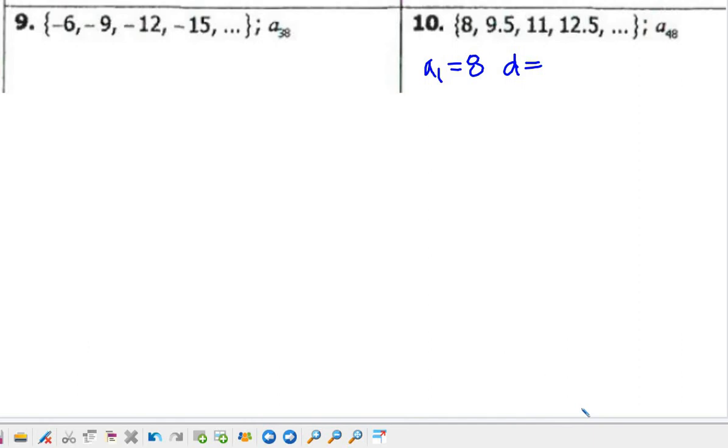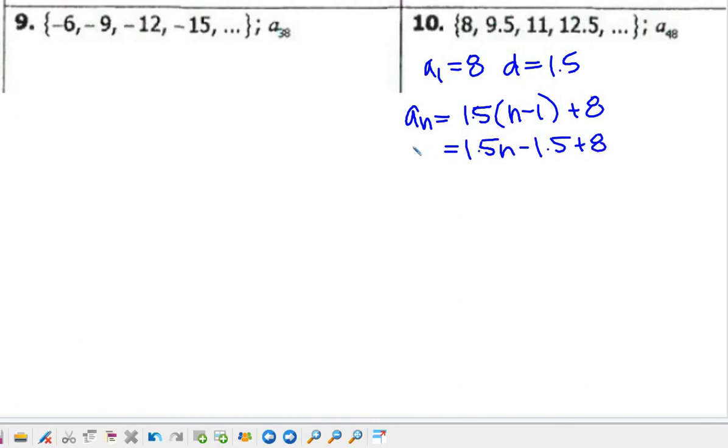So you can do 9.5 minus 8, and you get that the common difference is 1.5. It's always the second term minus the first that will give you the common difference, okay? So my rule first, a sub n is equal to my common difference, 1.5, times n minus 1 plus my first term. So I have 1.5n minus 1.5 plus 8.